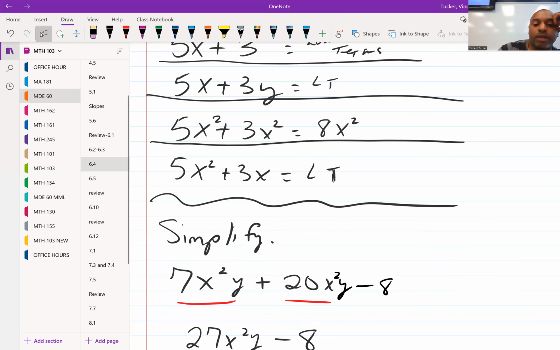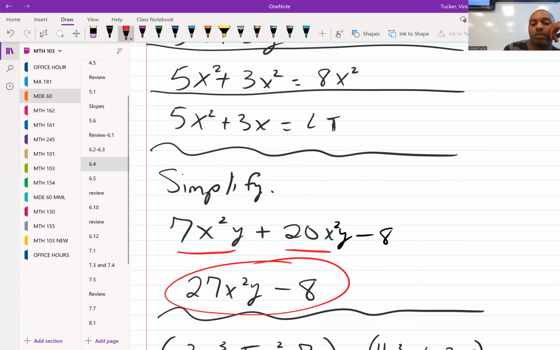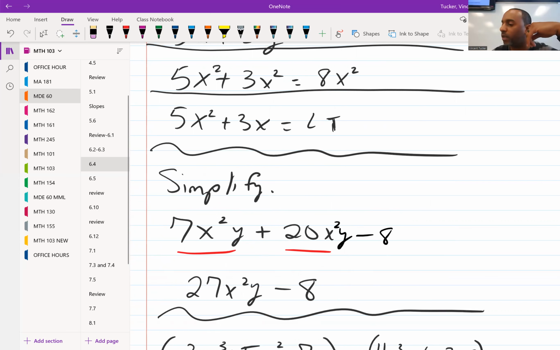So let's say I have 7x squared y plus 20x squared y minus 8. Then your like terms are the 7x squared y and the 20x squared y. So 20 plus 7 is 27, and then the minus 8 just comes down as a part of your final answer. So all we're doing is combining all like terms.